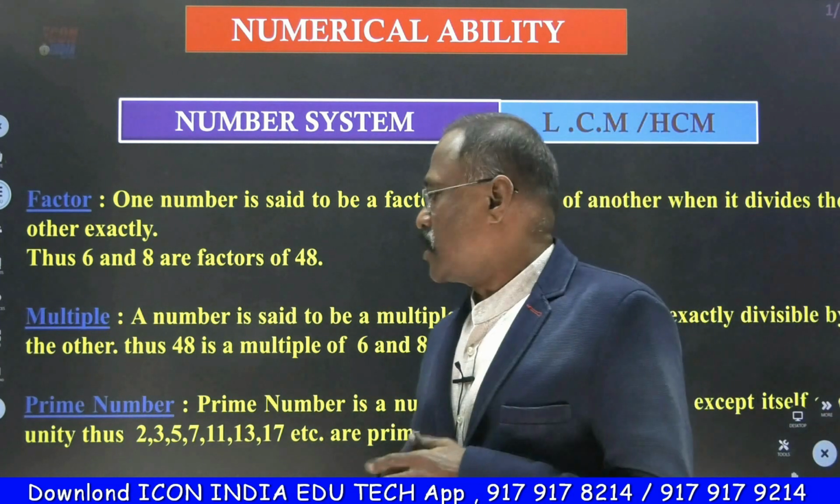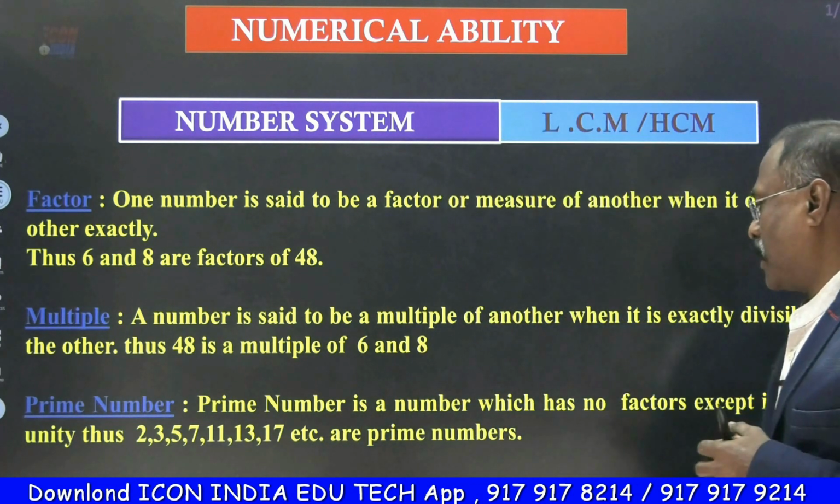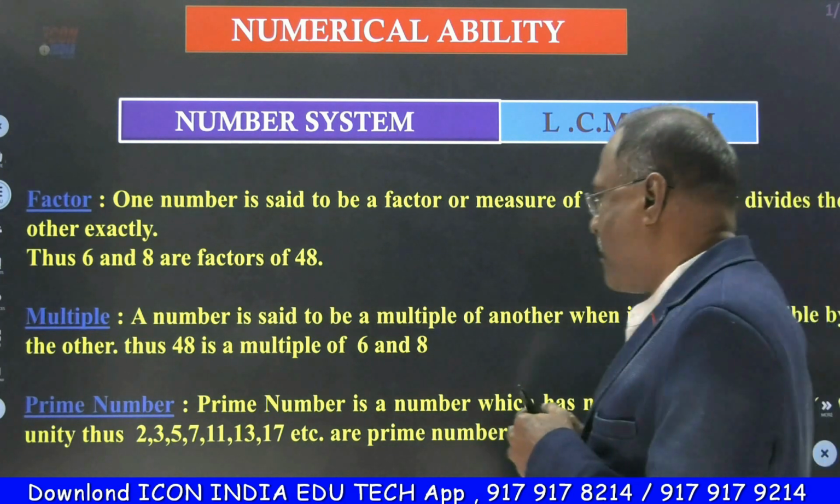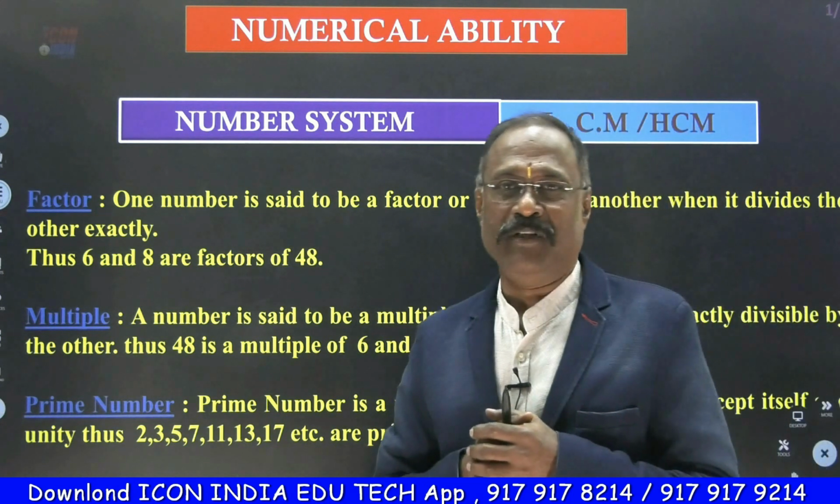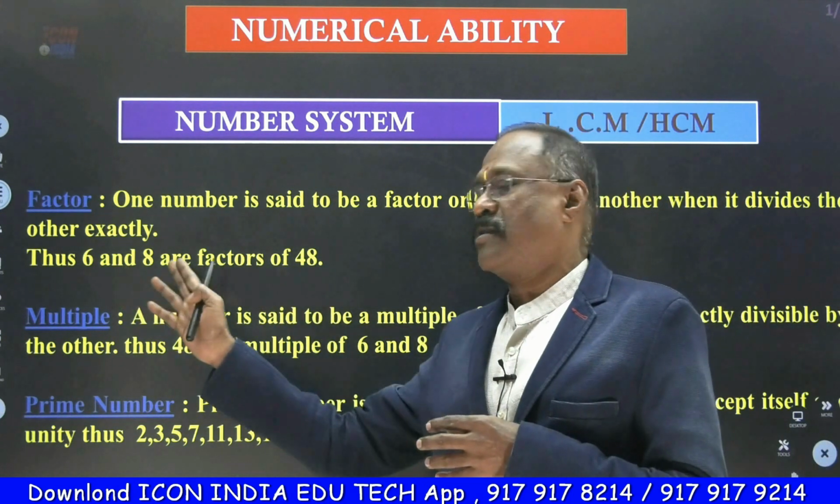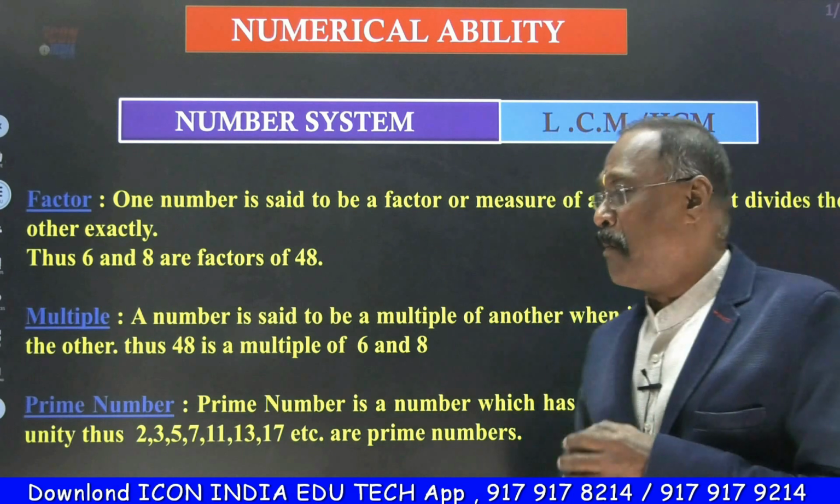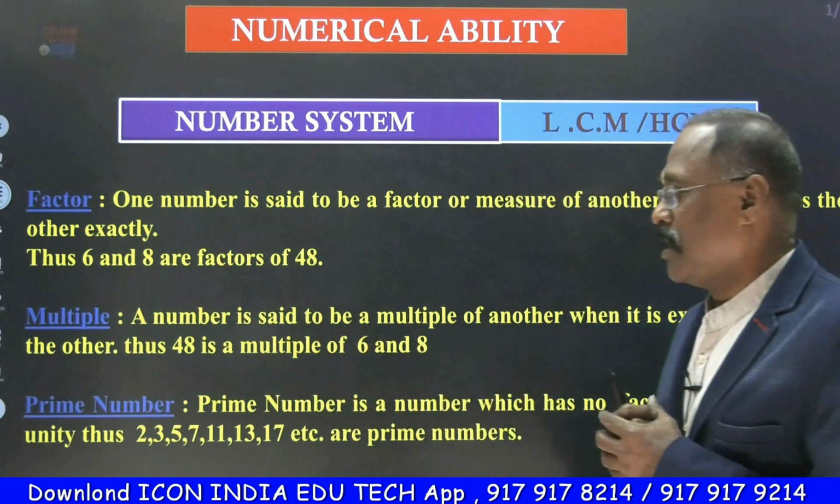Similarly, what is a multiple? A number is said to be a multiple of another when it is exactly divisible by the other. Thus 48 is a multiple of 6 and 8, obviously. So factors are 6 and 8 and 48 is said to be the multiple of 6 and 8.